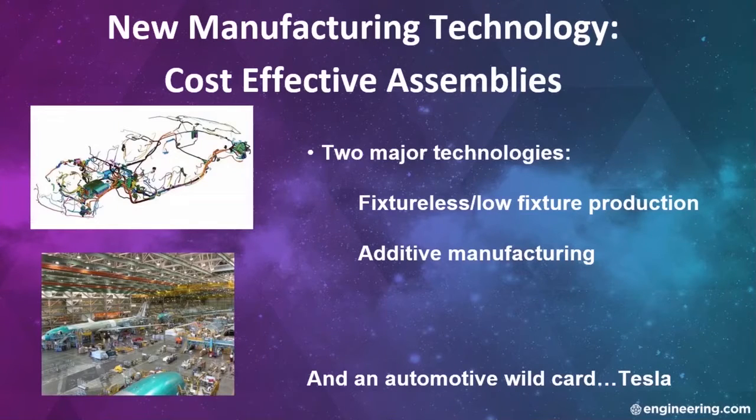New manufacturing technologies are just emerging all the time. And of course, we follow them closely here at engineering.com. And two which have a direct impact on engineering as we're talking about it here, and large assemblies in particular, are the rise of low fixture or fixtureless production, and of course, additive manufacturing. And there's a revolutionary wildcard technology from Tesla, and I'm going to talk about that in a moment.